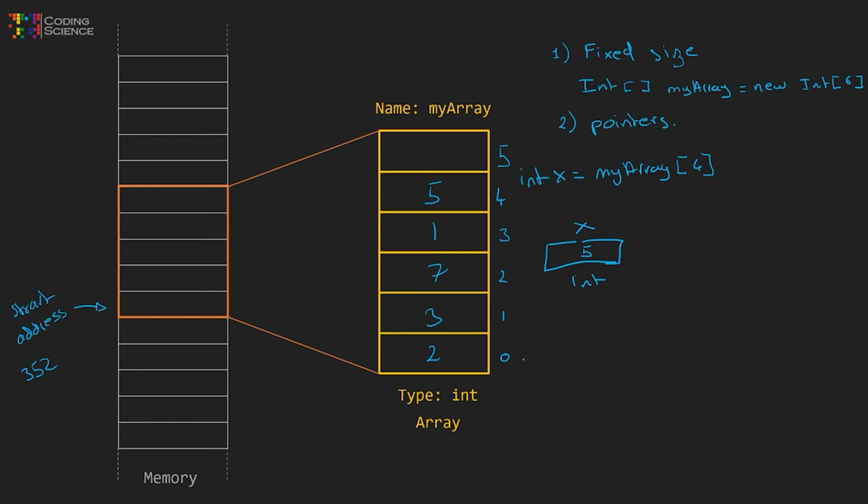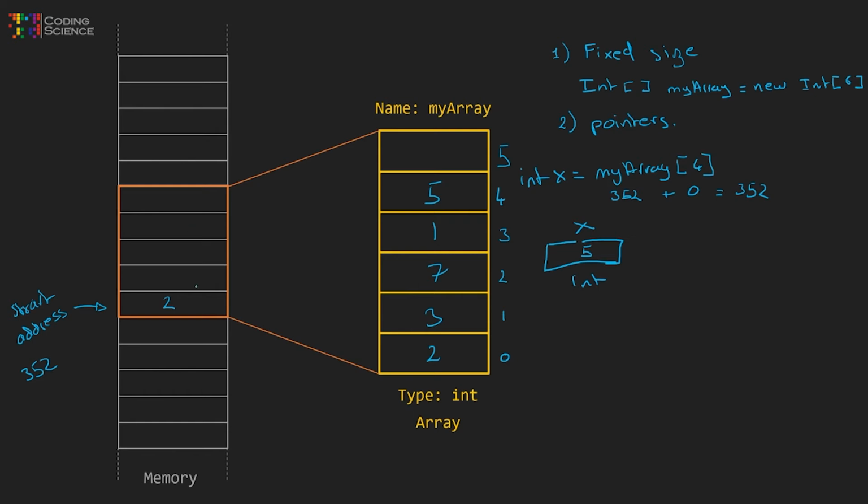What does the array do? Well, if you're going to go to the first cell, you call my array, which is here 352, and then you add the index. If you want the first cell, you add the index 0, which is then 352. So it goes to that address, picks the number 2 and gives it back.